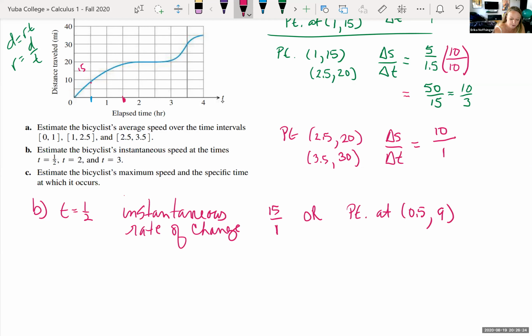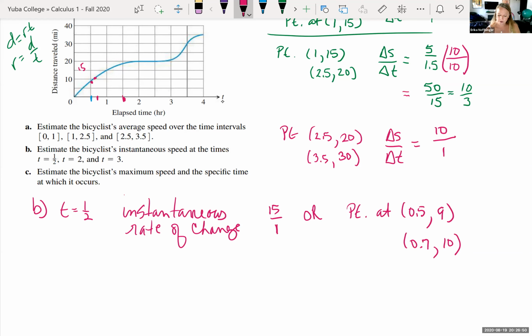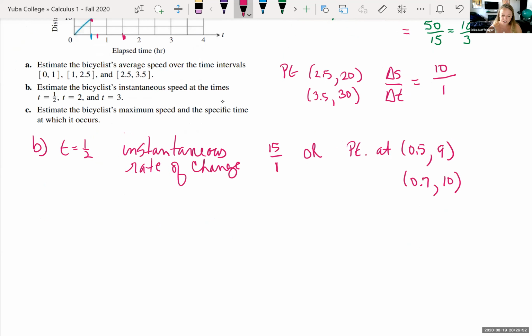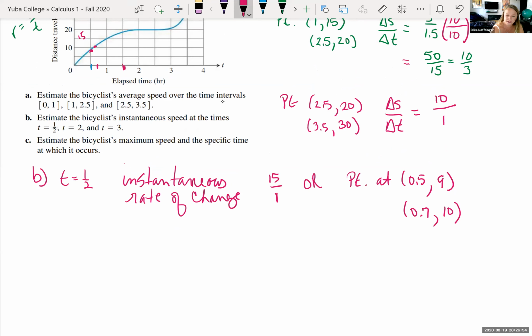Let's choose another point that's really close here. How about this point right here? I would say this is about 0.7. So my X value is 0.7, and my Y value here is 10. So let's look at the slope between those 2 points, which is really close to the point that we're trying to find the instantaneous rate of change.